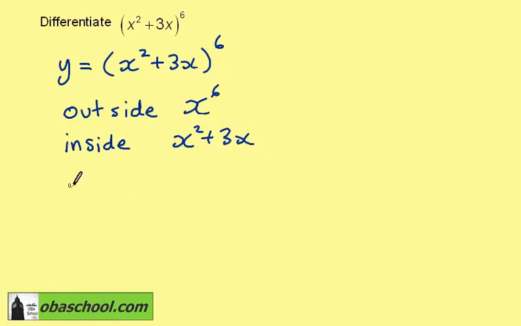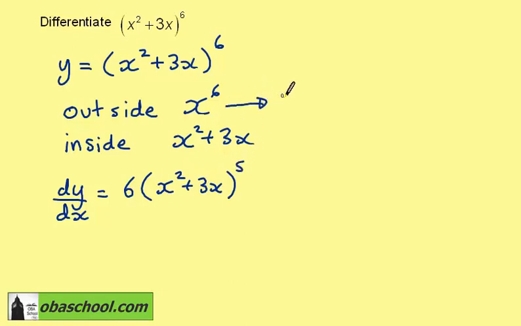We differentiate the outside function, treating the bracket as if it is just x. So we get 6 times the bracket to the power 5. Remember, x to the 6 differentiates to 6x to the power 5.